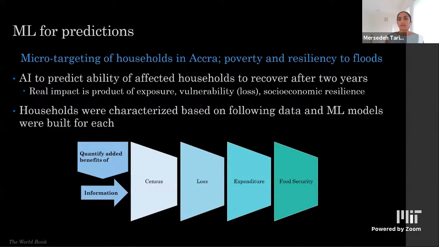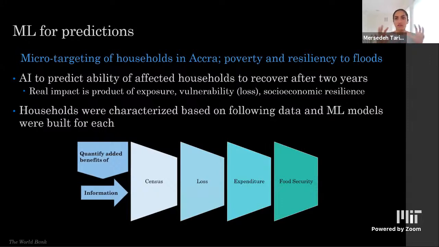And the last one is actually using machine learning for prediction. It's nice that Ashley gave a full background on this, so I'm going to skip and save us 5 minutes on defining micro-targeting and why it is important to understand who the vulnerable households are.